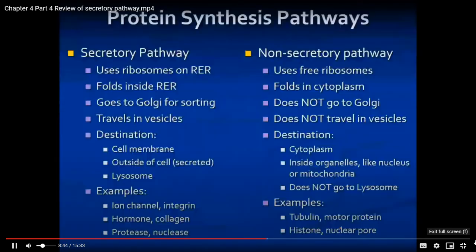All right, so let's review. Let's compare the two pathways. The secretory pathway uses ribosomes that dock on the rough endoplasmic reticulum. The protein that's getting made is folded inside the endoplasmic reticulum. The protein that's getting made always goes to the Golgi, and it travels in vesicles.